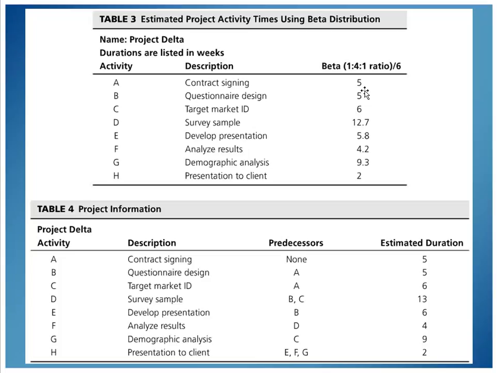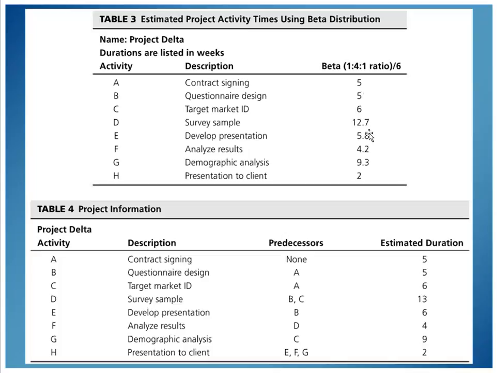So table 3 shows us a project that we're working on where we're dealing with signing a contract and having a questionnaire, and then finding your target market audience here and doing a survey and creating a presentation and so on. And we can come up with numbers. We can come up with our estimates based on whatever estimating technique we're using, have our optimistic, our pessimistic, and our middle value, run the math on that, low plus 4 times middle plus high, divide that by 6, and I get a number.